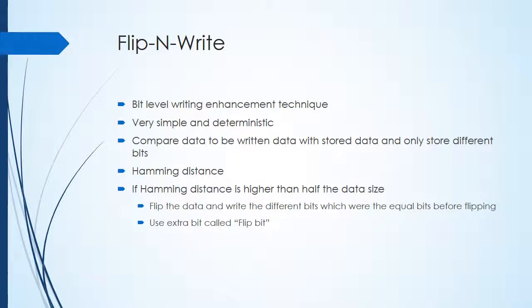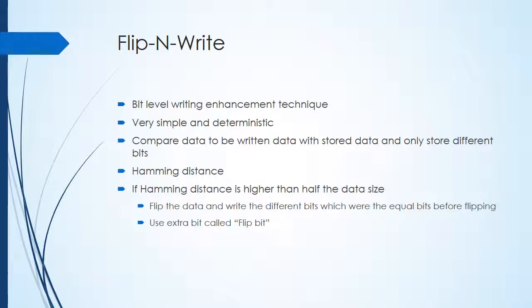The basic idea of flip and write is that if we have a byte or word that we want to write to the memory, then we can read the old byte stored at the same location and then compare the two bytes bit by bit and only store the different bits. And this is actually called data comparison writing.